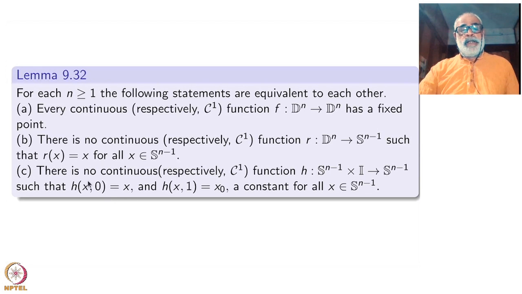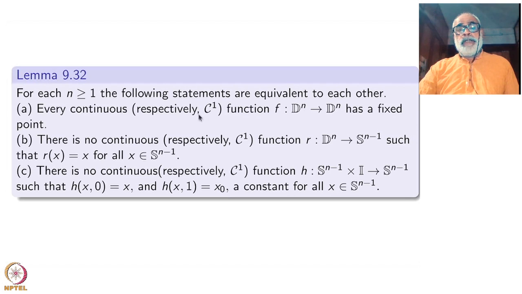(C) There is no continuous, respectively C1, function h from Sn minus 1 cross I to Sn minus 1 such that h of x comma 0 is x and h of x comma 1 is x0, a constant, for all x in Sn minus 1. The third condition just says that the identity map of Sn minus 1 is not homotopic to the constant function.